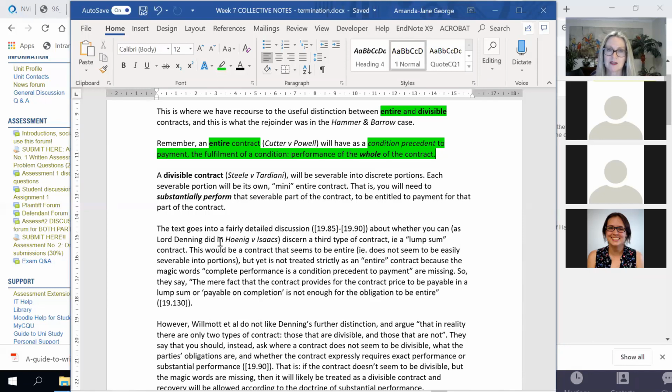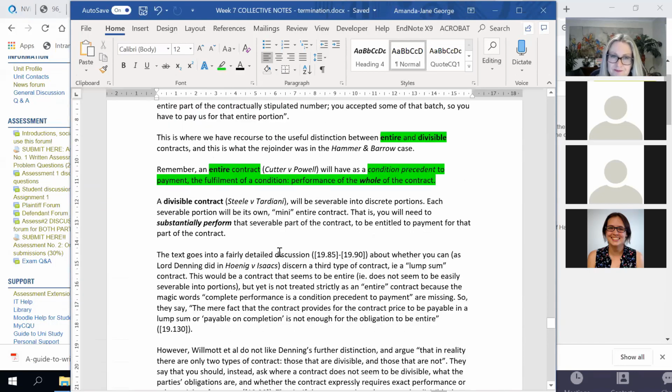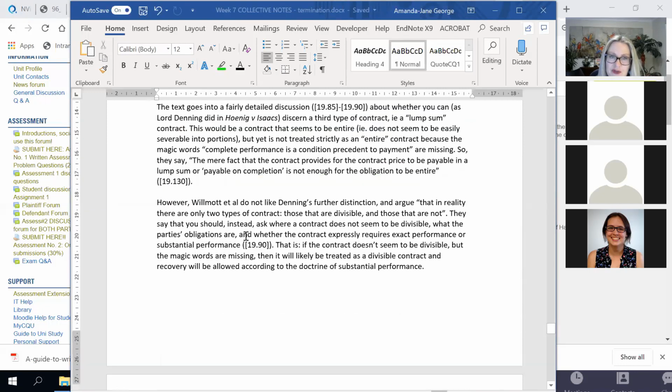Okay, divisible contract we've already looked at with hammer and barrow. If you can chop that contract up into little pieces, and if it's not an entire contract, it will be a divisible contract. And in terms of payment, as I said, each several portion is its own mini entire contract, and you have to substantially perform that part of the contract. What is the doctrine of substantial performance?